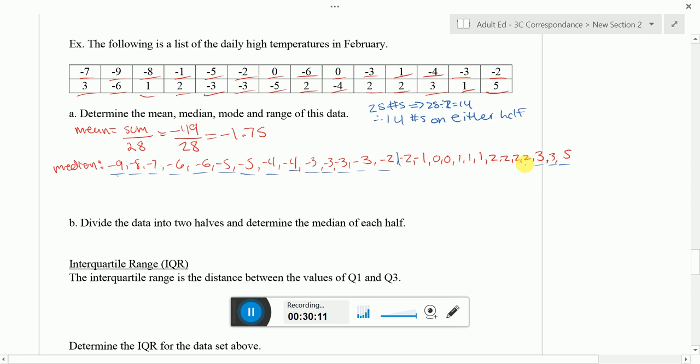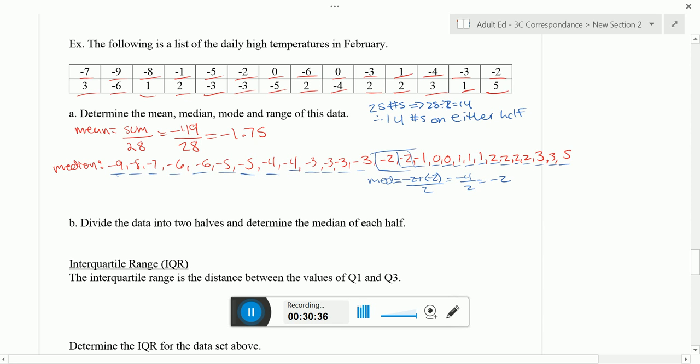1, 2, 3, 4, 6, 7, 8, 9, 10, 11, 12, 13, 14. Now because the median is in between the two -2's, because of the same number, we don't need to do this. But again, when you have two numbers in the middle, you add them up and divide by 2, which gives us -4/2, or a median of -2.